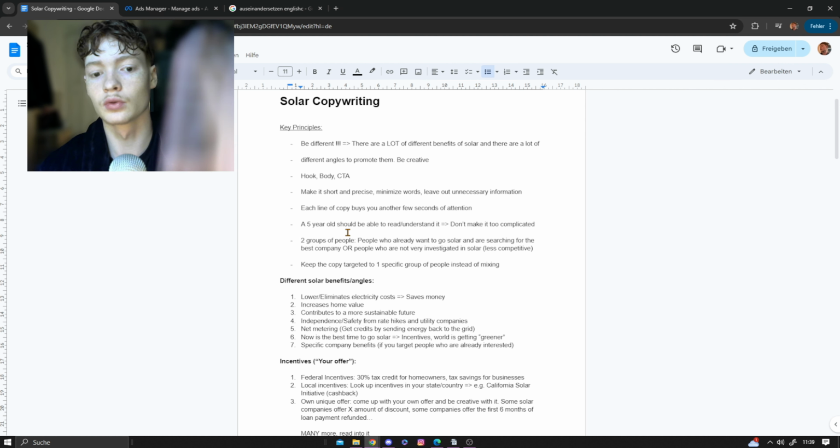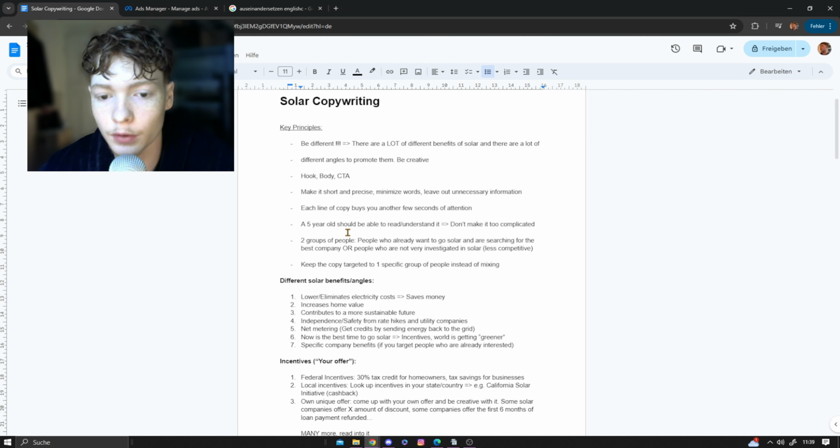And the second big group is the group of people who are not very investigated into solar. Maybe they heard a thing or two, but they are not really sure. The reason I'm mentioning this is because the way you target those groups is fundamentally different. The one group is already interested in solar. For example, when we talk about the hook, you say something like, searching to go solar in this area, and then you will target those kind of people.